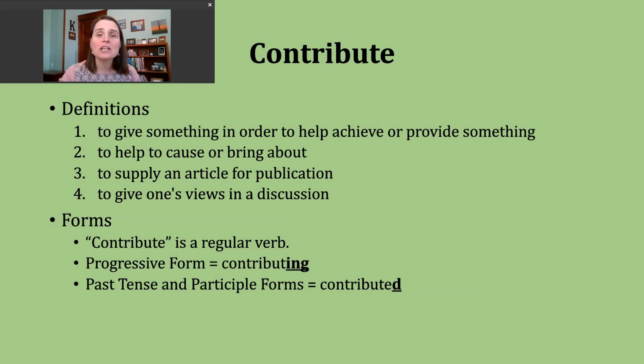Our base verb, contribute, ends in a T sound. When we add the ed ending, we're going to add an extra syllable to this verb, and we're going to make an id sound. So the past tense and the participle forms should sound like this: contributed, contributed.